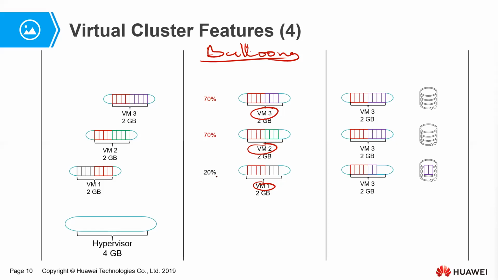But this guy is idle and probably he's using only 20%, or maybe you just started it, it's even on a screensaver and it's not using anything. But this guy has used 70% of his allocated 2 GB. So what happens is you're going to get some of this idle memory and borrow it, balloon it to virtual machine 3 and virtual machine 2 to enable them to perform even better. So that was memory sharing. Now we're looking at memory ballooning.